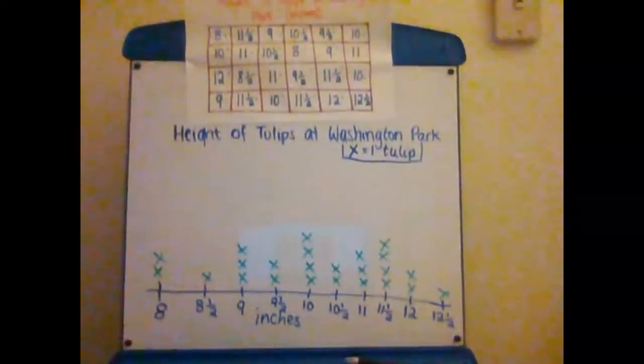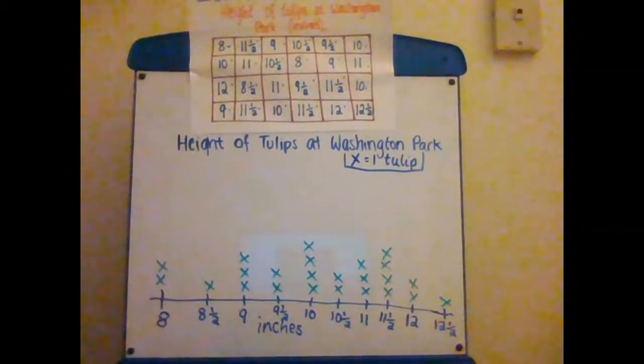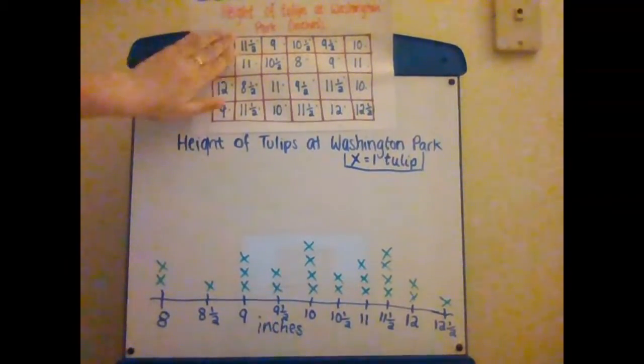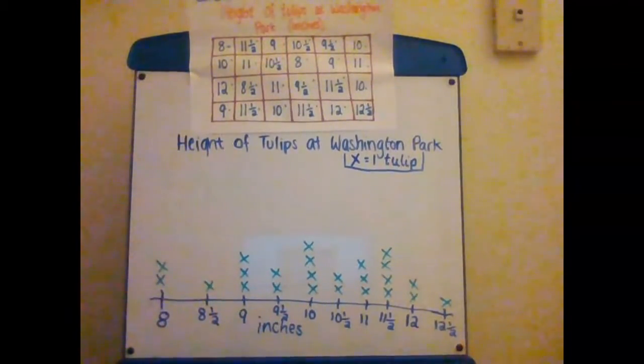Here's my question to you. Is the data in this chart the same as the data in this chart? Are they equal in data? Think about that. I hope you're saying yes, Miss Page, they're the exact same, because we took all this data here and we just copied it into our line plot. Why would we copy it into our line plot? We would copy it into our line plot so we can easily compare.